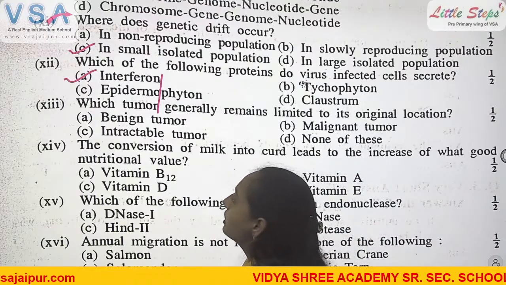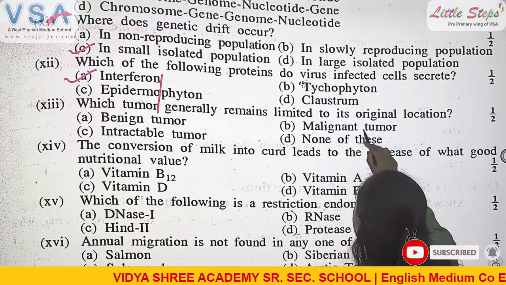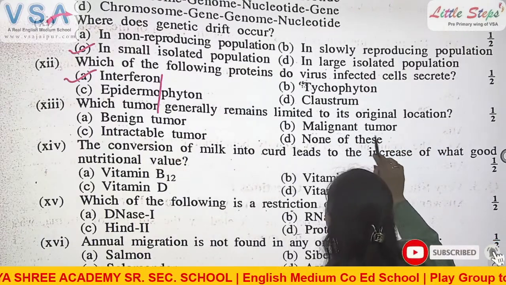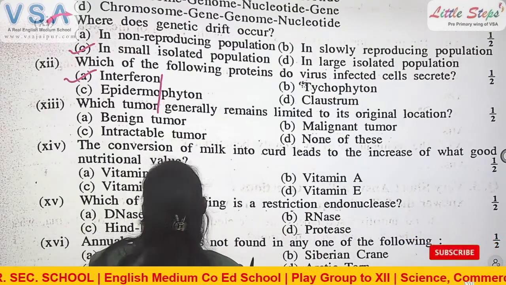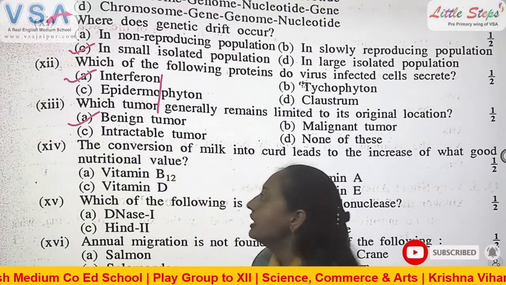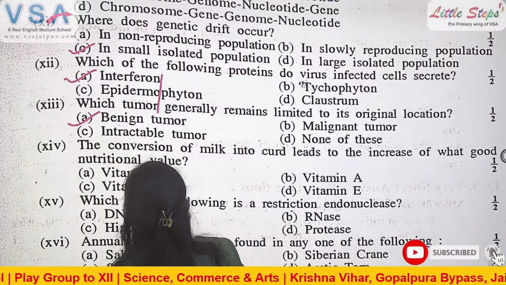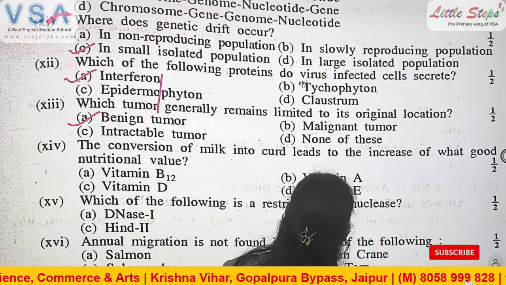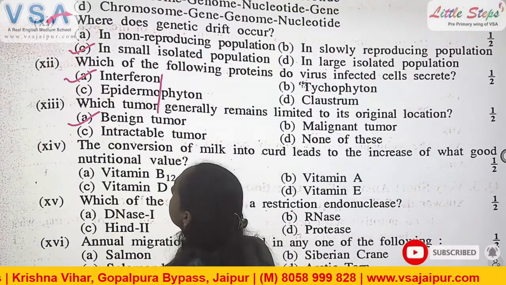Okay. Now, the next is, which tumor generally remains limited to its original location? Benign tumor, malignant tumor, intractable tumor or none of these. So what is the right answer? This is option A, benign tumor.